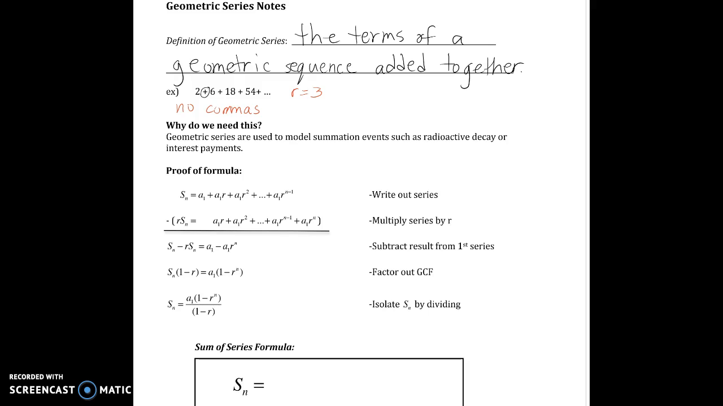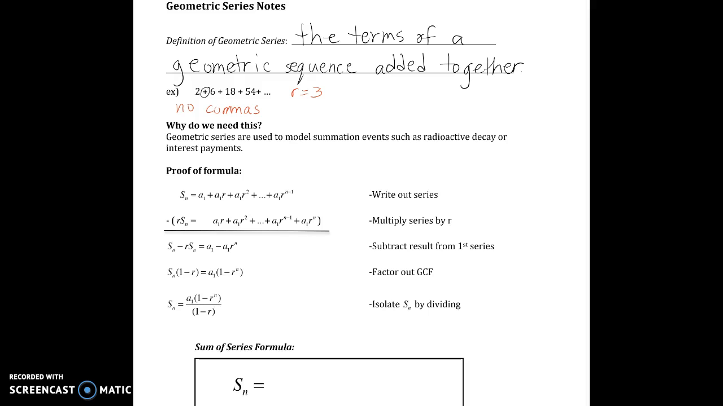Why do we need this? Geometric series are in a lot of practical applications, such as radioactive decay, which is important environmentally and physically in our world, and also interest payments, which is something that would concern you with your investments or with our economy and different things.